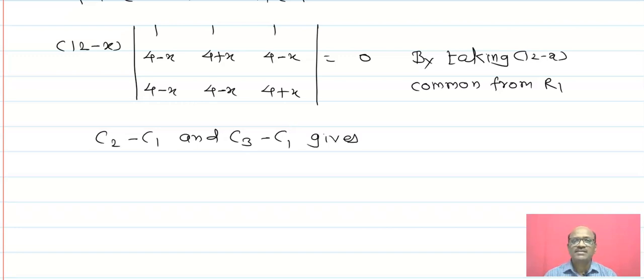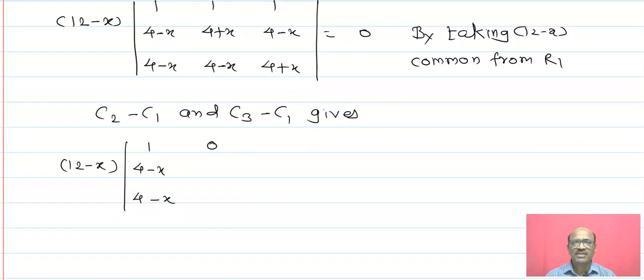Therefore, we will get A12 and A13 elements as 0. A12 means 1 and A13 means again 1. Therefore, the first column is as it is, that is 1, 4 minus x, 4 minus x. In the second column 0, 2x and 0. And the third column is 0, 0 and 2x. That is equal to 0.